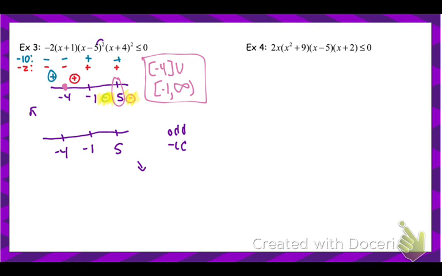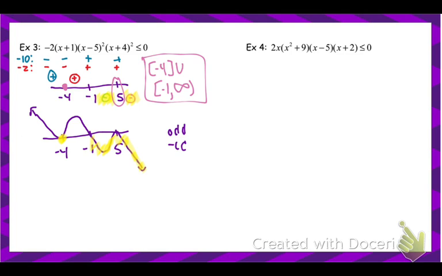We do have some squared factors, which means at those points my graph is going to touch. So at -4, my graph would touch. At -1, my graph would cross. At 5, my graph would touch. And now I can look at this graph to answer my question. So less than or equal to, I can tell it's this region here. And again, I do need to include that x-intercept because it's or equal to.